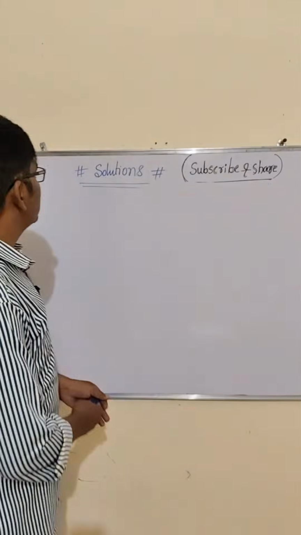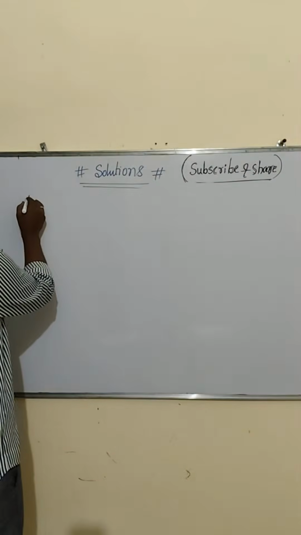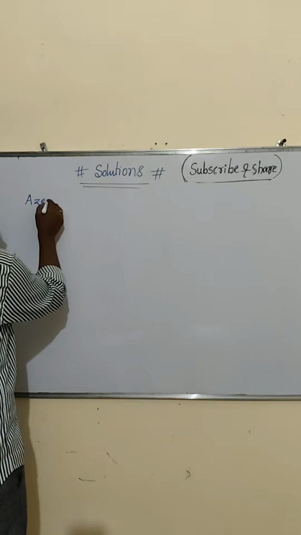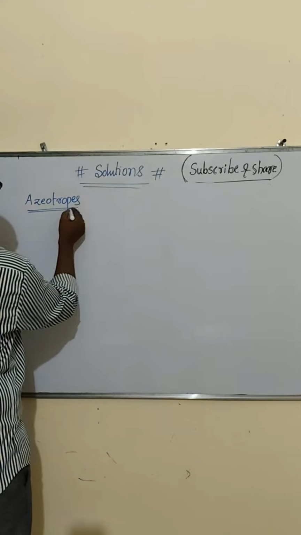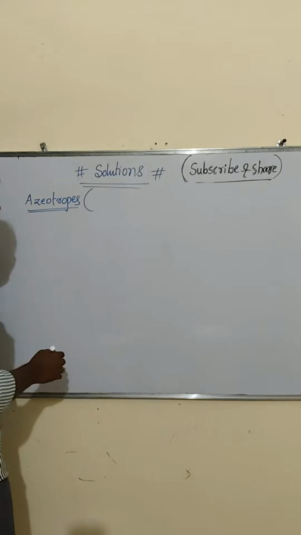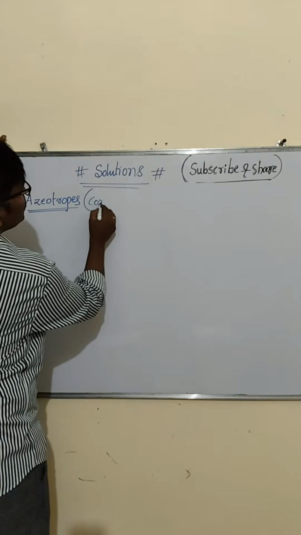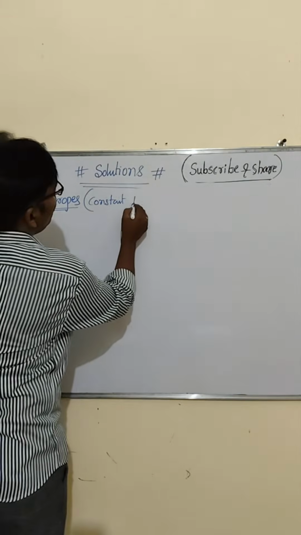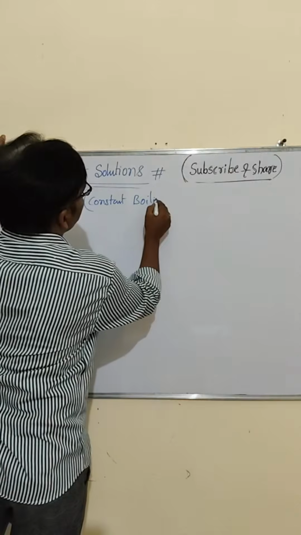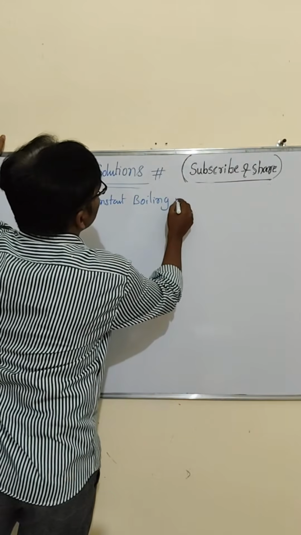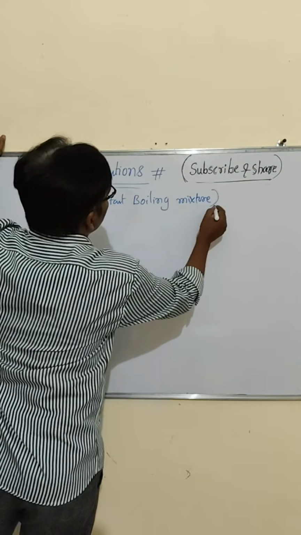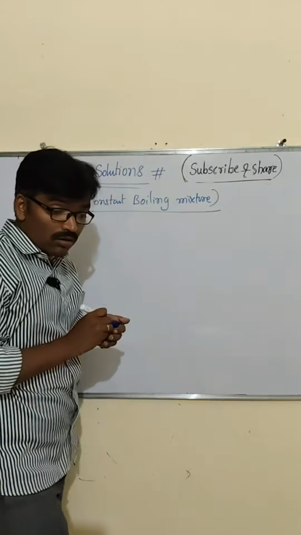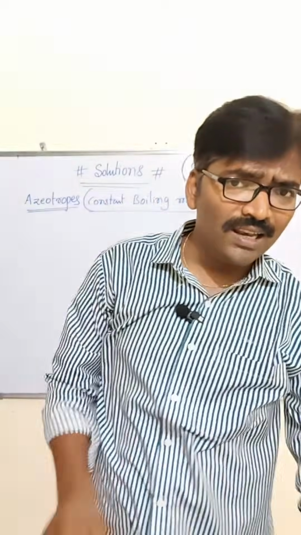Clear? So next we are discussing azeotropes. What are azeotropes? Azeotropes are also called constant boiling mixtures. So what are azeotropes or constant boiling mixtures? I will explain very clearly to you.